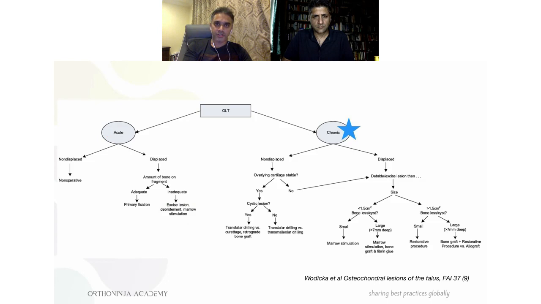That's with regards to acute lesions. When it comes to chronic lesions, you want to look at whether this is a displaced lesion or an undisplaced lesion. If it's undisplaced, is your cartilage stable? So you do a scope, you probe. And is this lesion a cystic lesion?